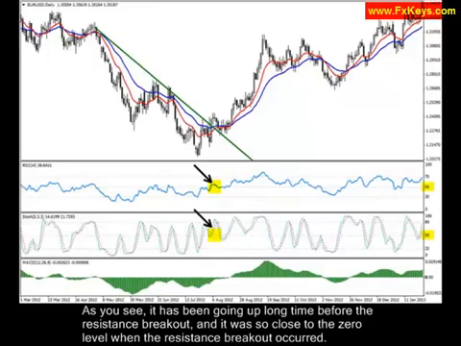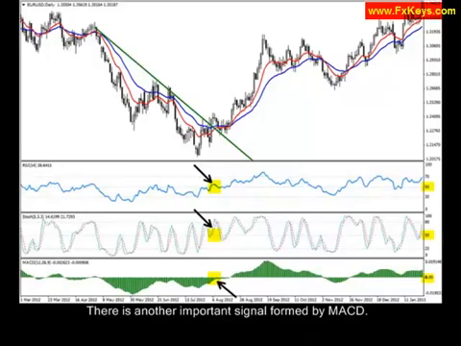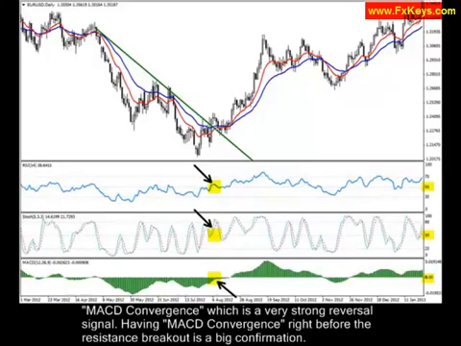As you see, it has been going up long time before the resistance breakout, and it was so close to the 0 level when the resistance breakout occurred. There is another important signal formed by MACD. MACD convergence is a very strong reversal signal. Having MACD convergence right before the resistance breakout is a big confirmation.